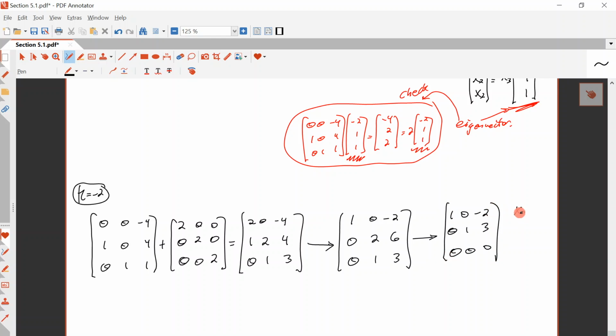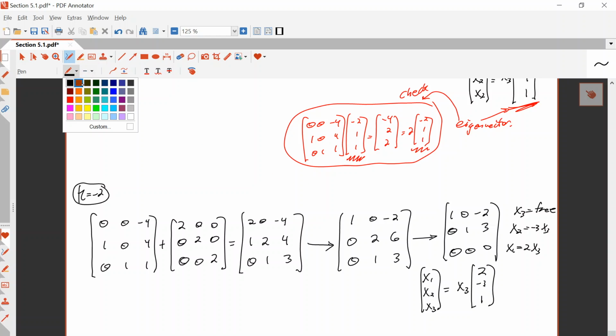Right, so x3 is free. x2 is minus 3 x3, x1 is 2 x3. So x1, x2, x3 is going to be equal to x3 times 2, minus 3, 1. Alright, so that's eigenvector number 2.